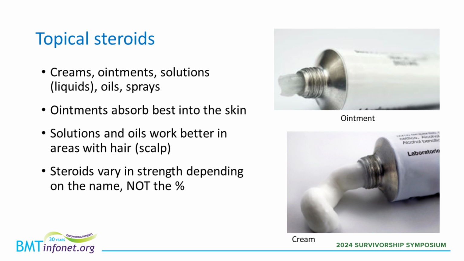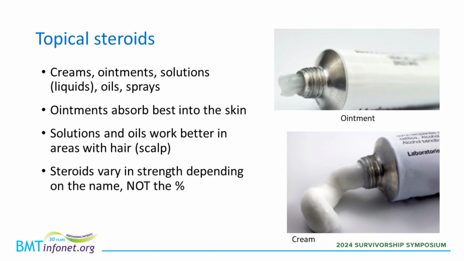An ointment is going to be more like petroleum jelly type of consistency. They can come as solutions or liquids, which are self-explanatory, but they're more liquid form. They can come as oils or sprays. Now, in general, ointments are going to absorb best into the skin. So you put them on your skin, they're very occlusive, they absorb very well into the skin.